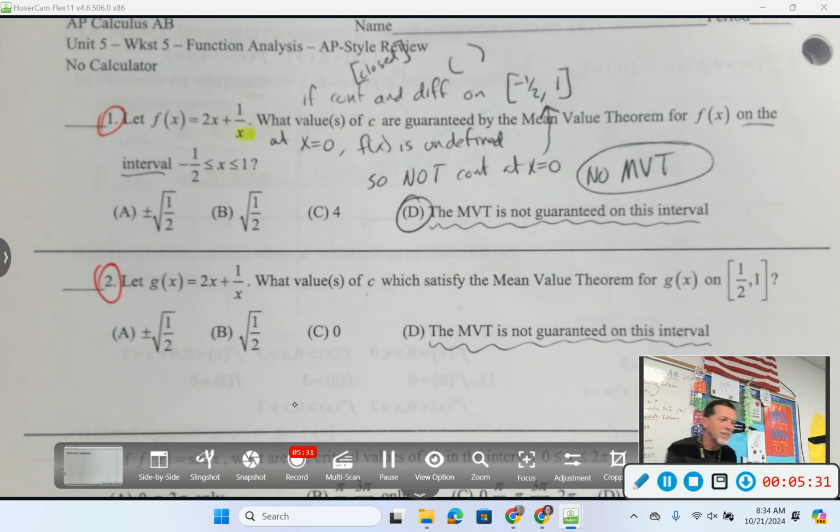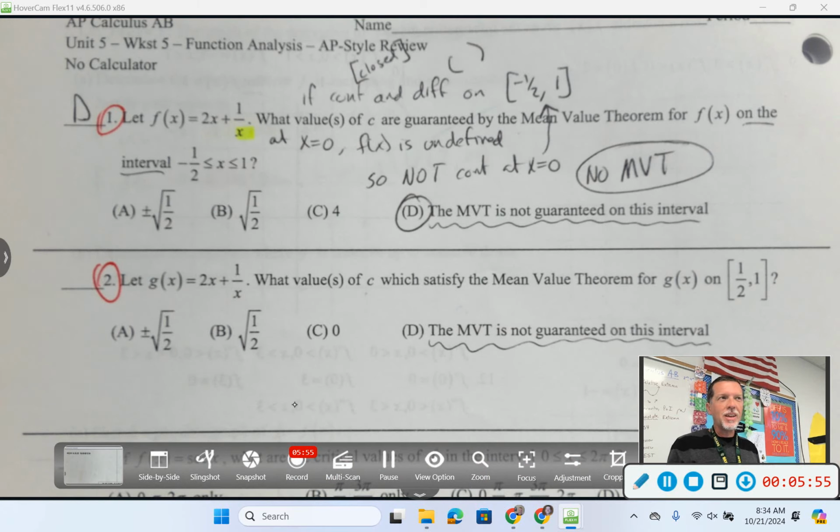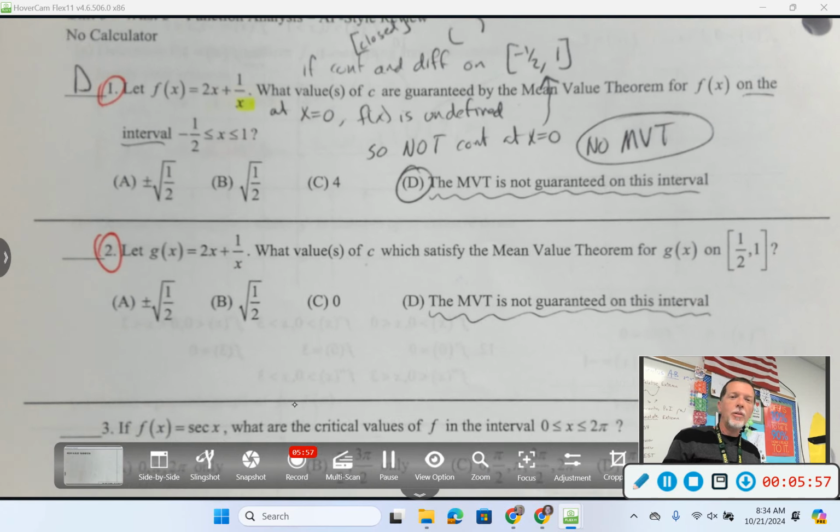Okay, so number 1 was an easy one if we knew what we were looking for. Just making sure, that's just because 0 is in between -1/2 and 1/2? Yes, as opposed to, like, if it was from 1 to 2. If we had a different interval where 0 wasn't on the interval, then we could use MVT.